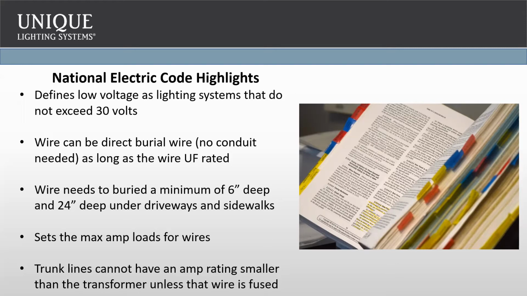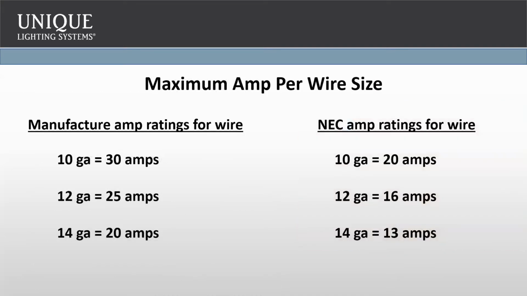And then as the last bullet here, the NEC talks about the max amperage on wires, which we're going to talk about. The big thing here is your trunk lines. The big lines that come out of the bottom of the transformer cannot have a smaller rating than the transformer unless that wire is fused. So we'll talk about that.